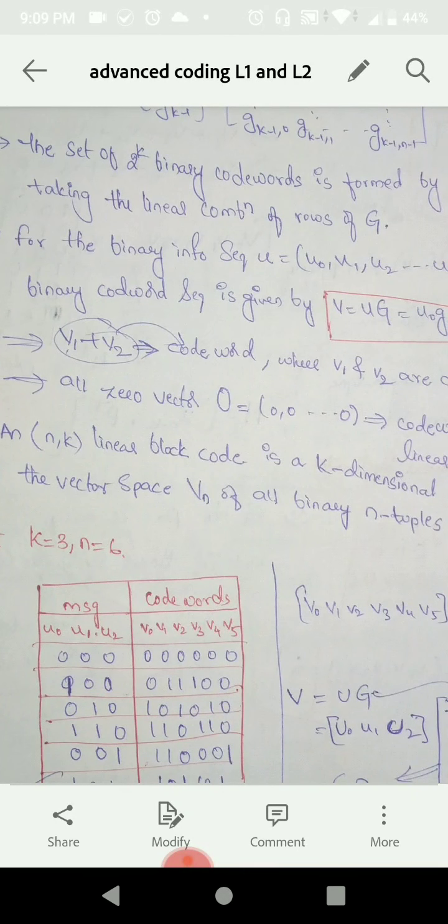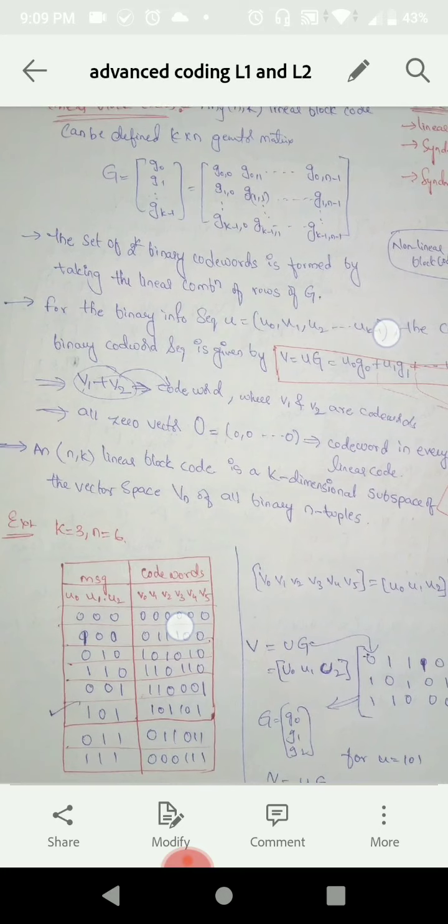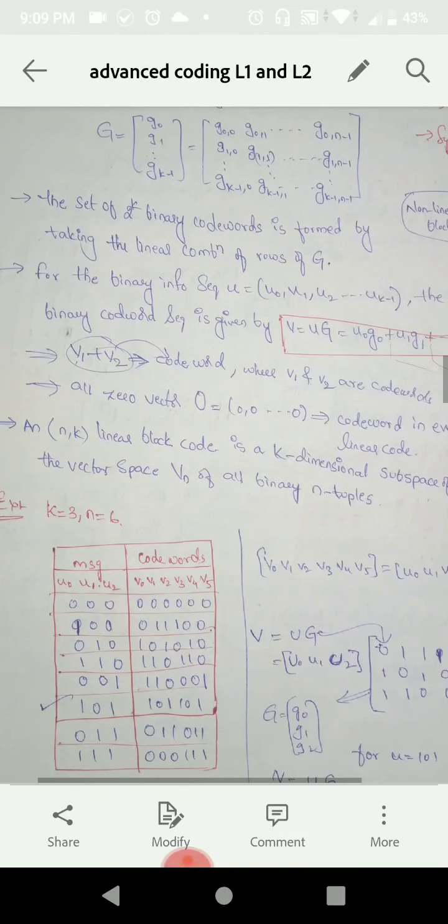So here V1 plus V2 is a code word. Whenever V1 is a code word and V2 is a code word, then their addition is also a code word. This is a point which is given in the GATE exam also, so things to be noted here. So the all-zero vector, 0, 0, 0, 0, 0, is a code word as well, is it not?